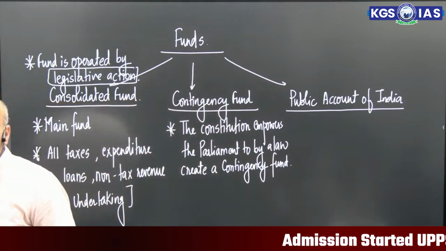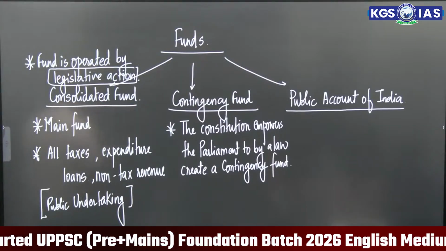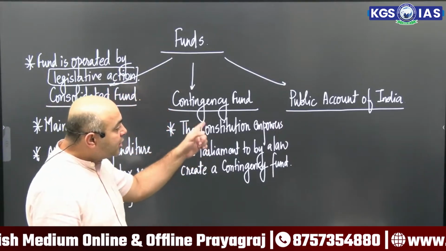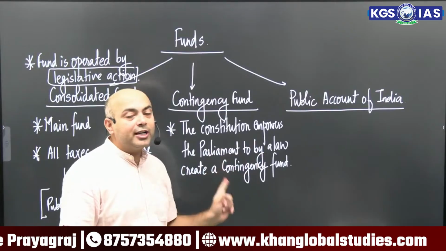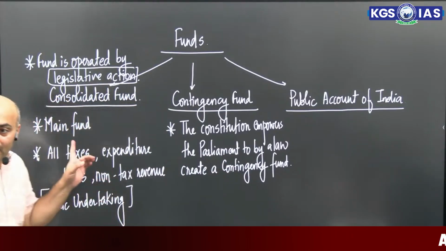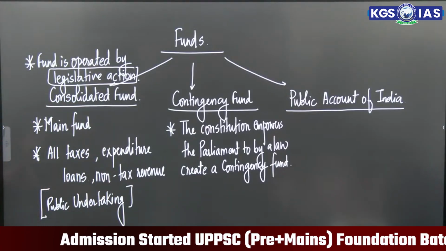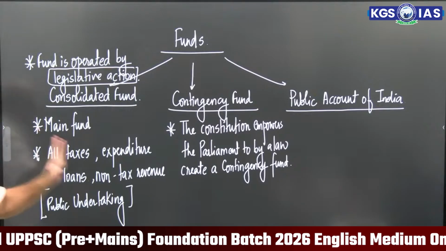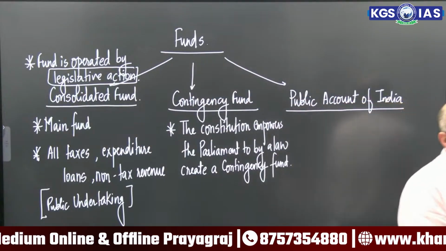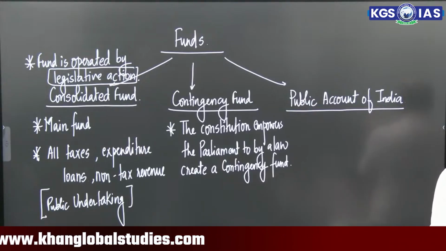It is not created by the Constitution. Read the language. The language is so important here. What does the language say? The Constitution empowers the Parliament to by law create a contingency fund, which means it is not a constitutional fund. Unlike the Consolidated Fund of India, which is created by the Constitution itself, and hence is a constitutional fund, this is not a constitutional fund. It is a statutory, a legal fund that is created.